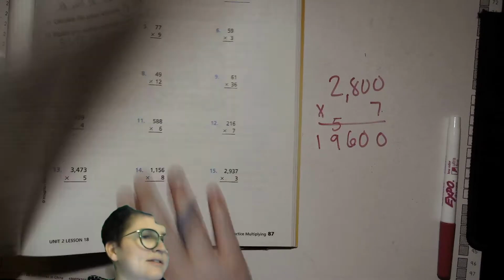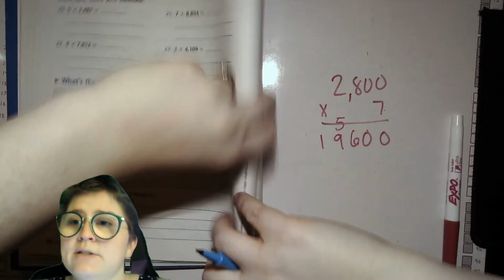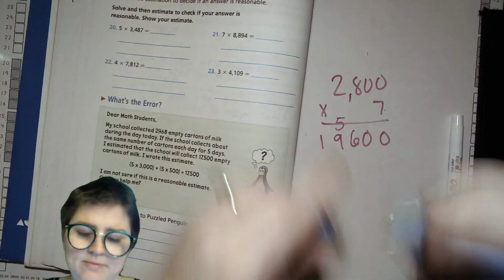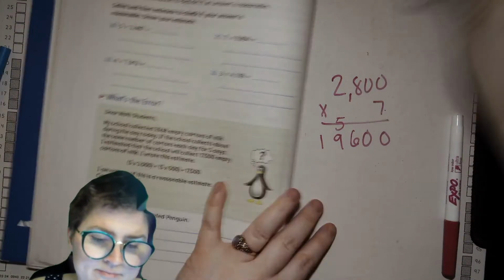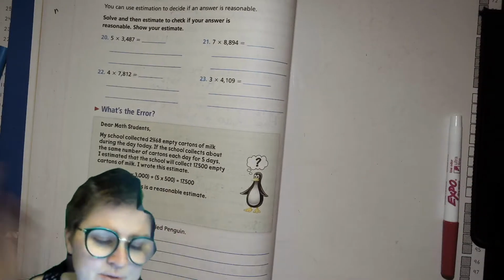All right, flip. Almost done here. Oh, this has been a long one. Just hang in there. So you can use estimation to decide if your answer is reasonable. I want you to solve, or first estimate, then solve and decide if your estimate was reasonable. So we're going to go ahead and do this first one here.